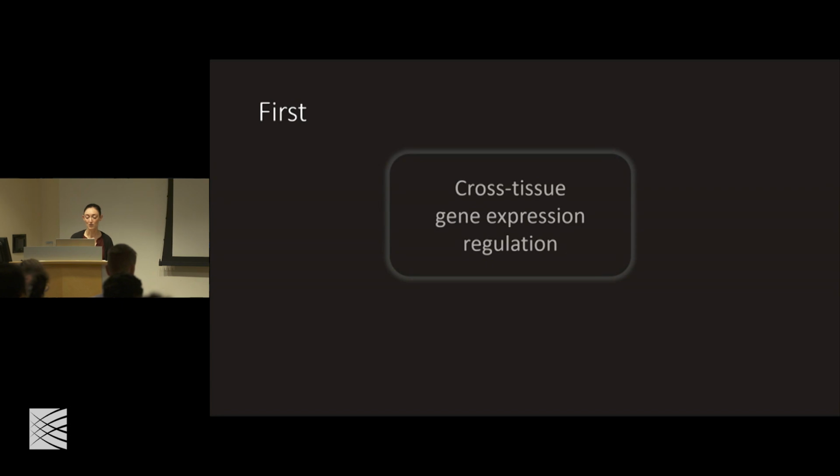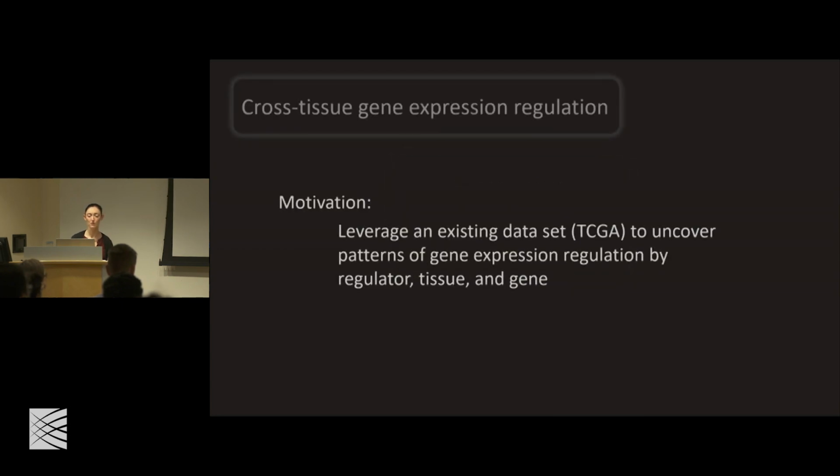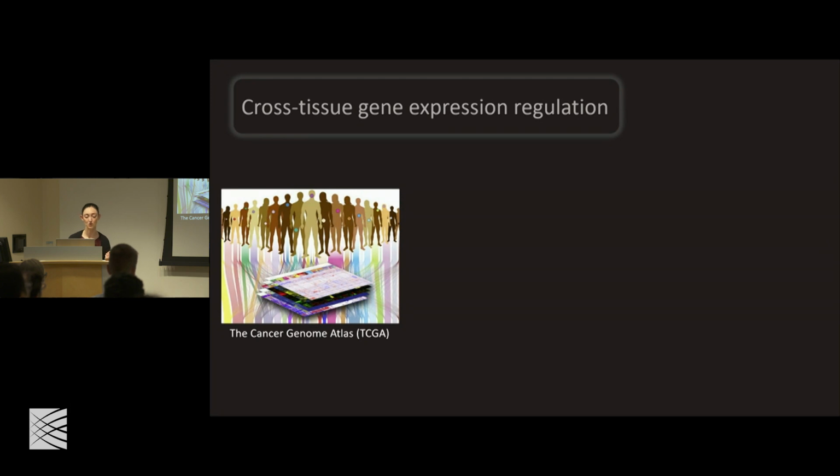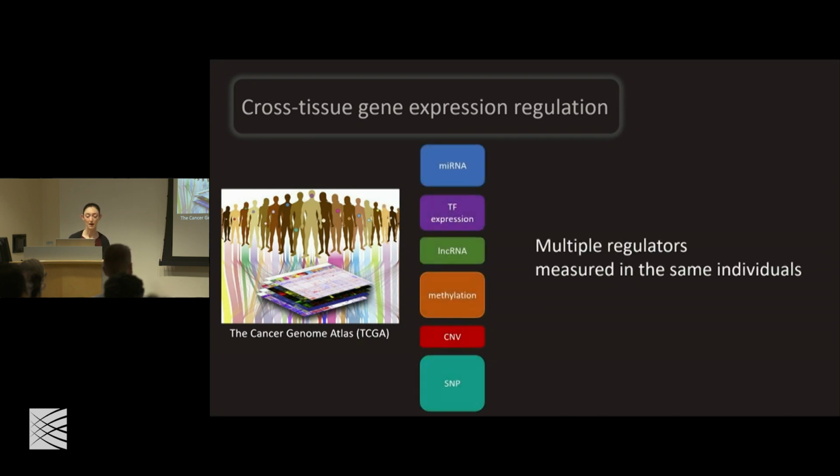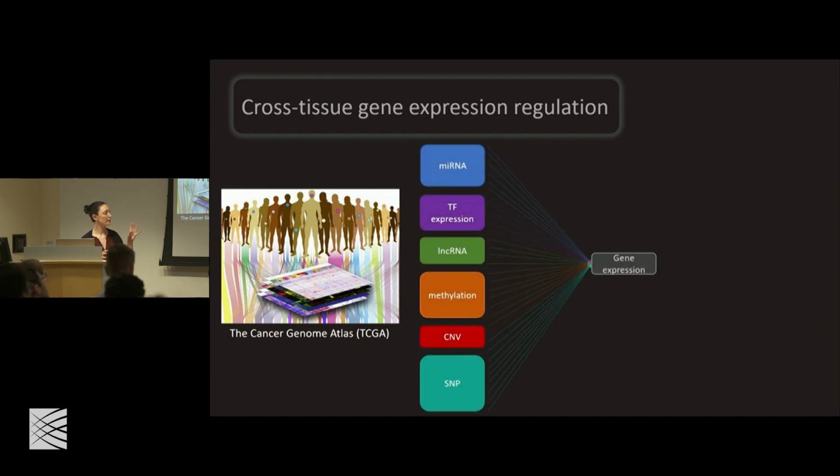First, cross-tissue gene expression regulation. Our motivation with this project was to leverage an existing data set, which is TCGA, to uncover patterns of gene expression regulation by regulator, tissue, and gene. As I said, we used the Cancer Genome Atlas, and the reason we did this is because there are multiple different regulators that we can measure in this data, and they're measured in the same individuals. So we can see relatively what role they play in gene expression regulation. We did this by creating models for all of these regulators and relating them to gene expression across different tissues.